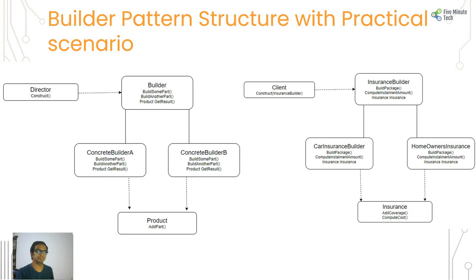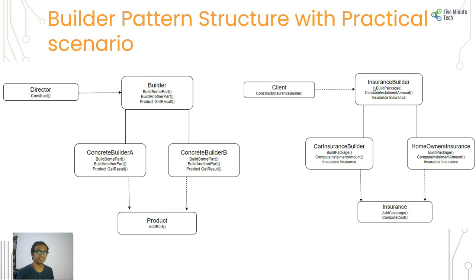Builder pattern structure with a practical scenario. Here we'll be talking about an insurance builder. In insurance we have different types of insurance like auto insurance, that is car insurance, homeowners insurance, and life insurance. We'll be concentrating on the auto or car insurance and the homeowner insurance.